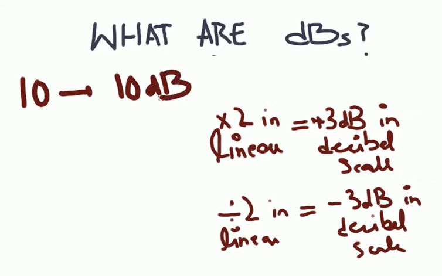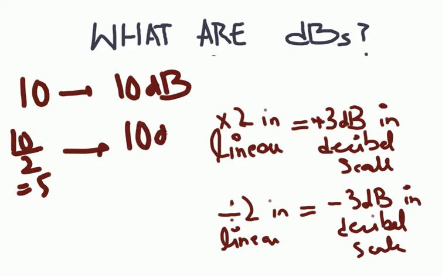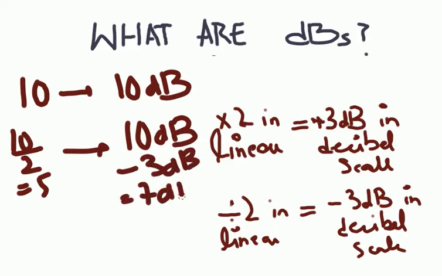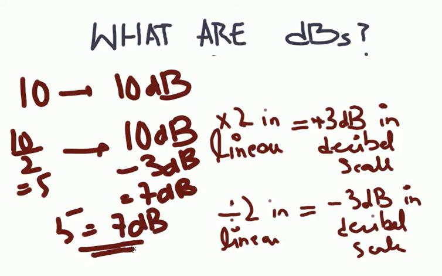Now in linear scale, if you divide this number by 2, that is 10 divided by 2, you get 5. But on the other hand, in the decibel scale, this same number, which was 10 decibels, we won't be dividing anything with it. We will minus 3 decibels from it, and we'll get 7 decibels. And from here we can see that 5 is actually equal to 7 decibels. Same goes for the multiplication part.